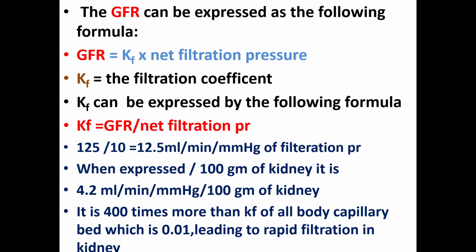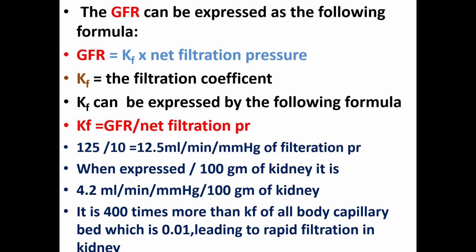So that means how rapid the filtration is in the kidney. Actually, the problem is that blood flow to the kidney is very high. Filtration fraction indicates rapid filtration in the kidney. As you studied in the previous lecture, your kidney receives approximately 1 liter, or 1100 ml, of blood, which is 22% of the cardiac output.